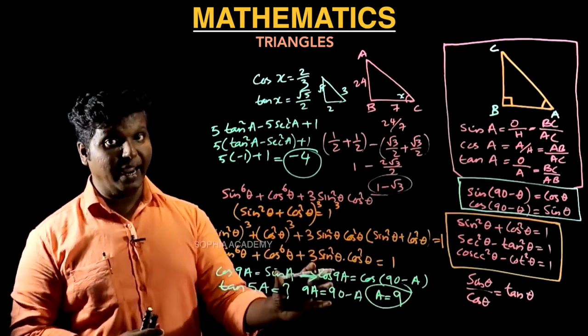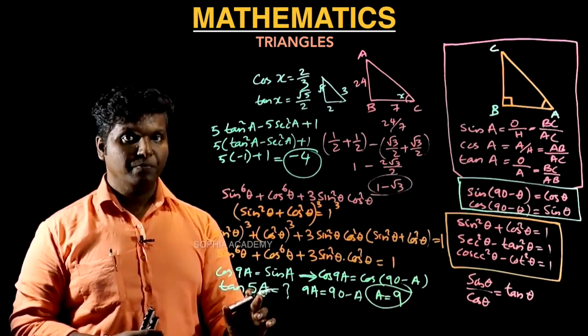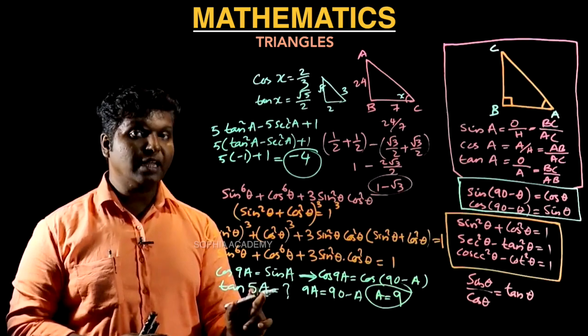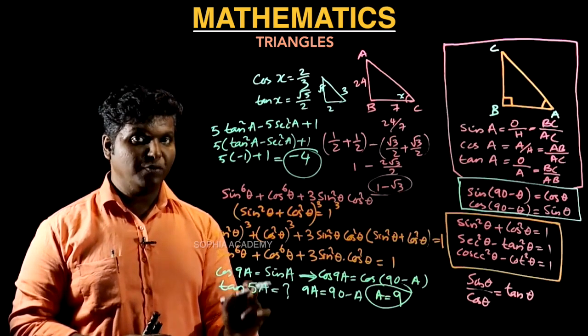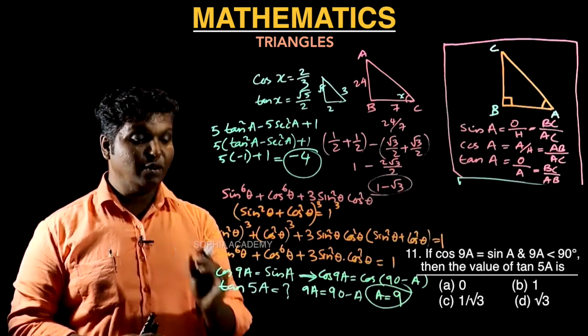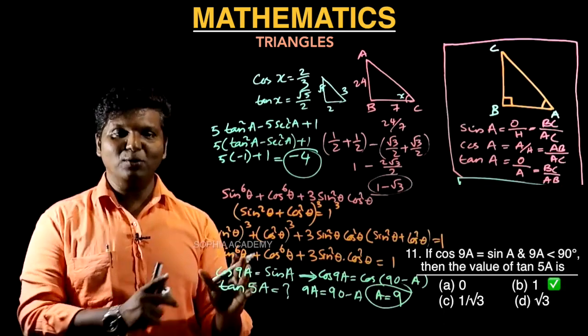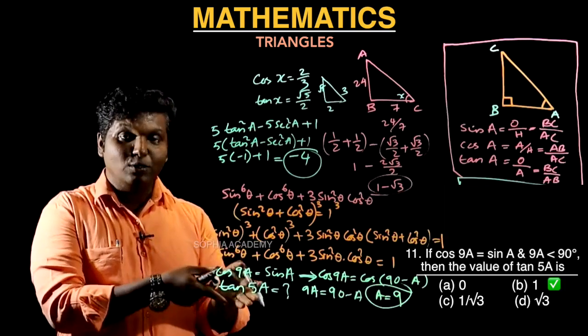Now you got the value of a. Now tell me what about 5a? 5 times 9 is 45, right? So what is tan 45? Tan 45 is 1, right? The value of tan 45 is 1. So the answer of this question is 1. So this is the way how to understand the question and how to solve that one.